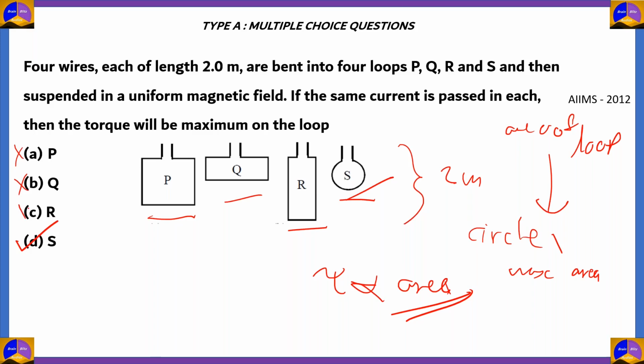P, Q, and R are rectangles and squares which do not have this maximum amount of area. The square has the maximum area among rectangles, but when compared with all the figures, the circle takes center spot. So here the maximum area belongs to the circle because all of these have the same perimeter, and since they have the same current passing through them, the torque also depends on the area of the loop. So option D, loop S, is the right option.